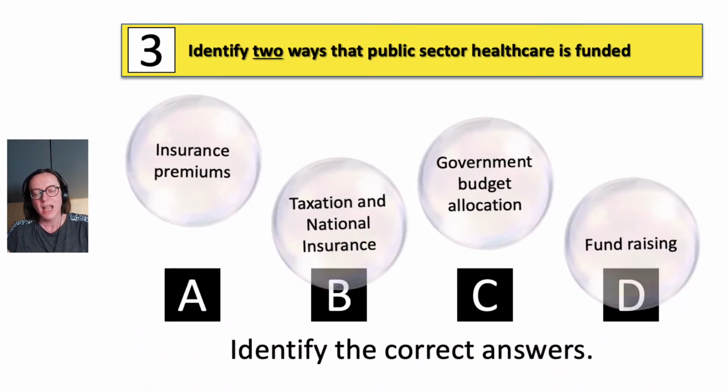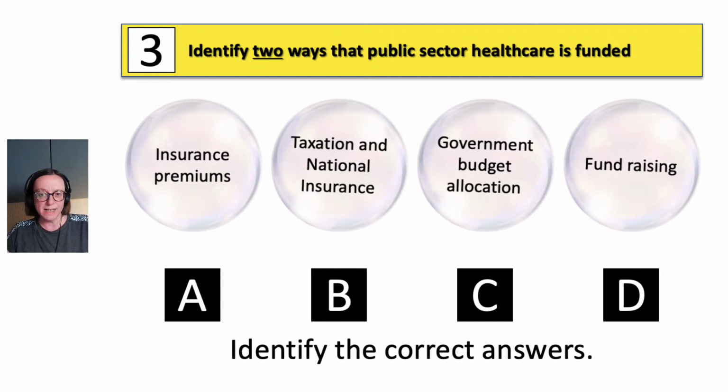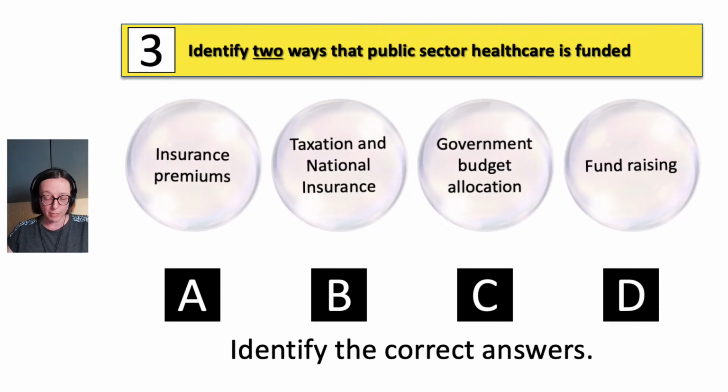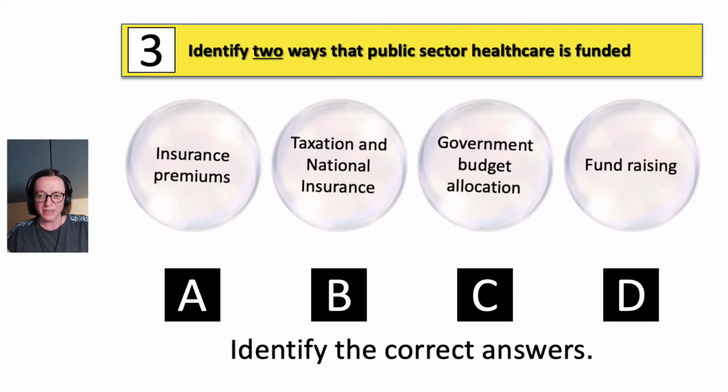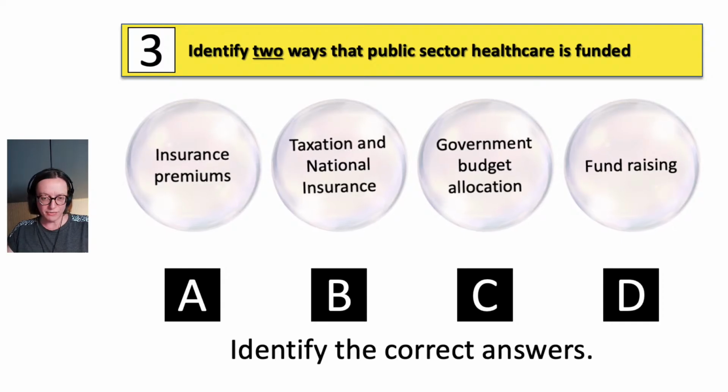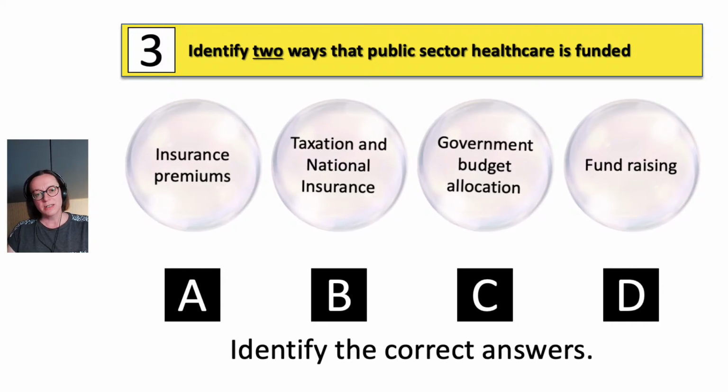Okay, next one. Can you identify 2 ways that the public sector or public sector healthcare is funded? Is it A, insurance premiums, B, taxation and national insurance, C, government budget allocation, or D, fundraising? So 2 correct answers from those, please. And then if that's too easy for you, tell me the 2 correct answers and then tell me what the incorrect answers are linked to. Just give you a moment.